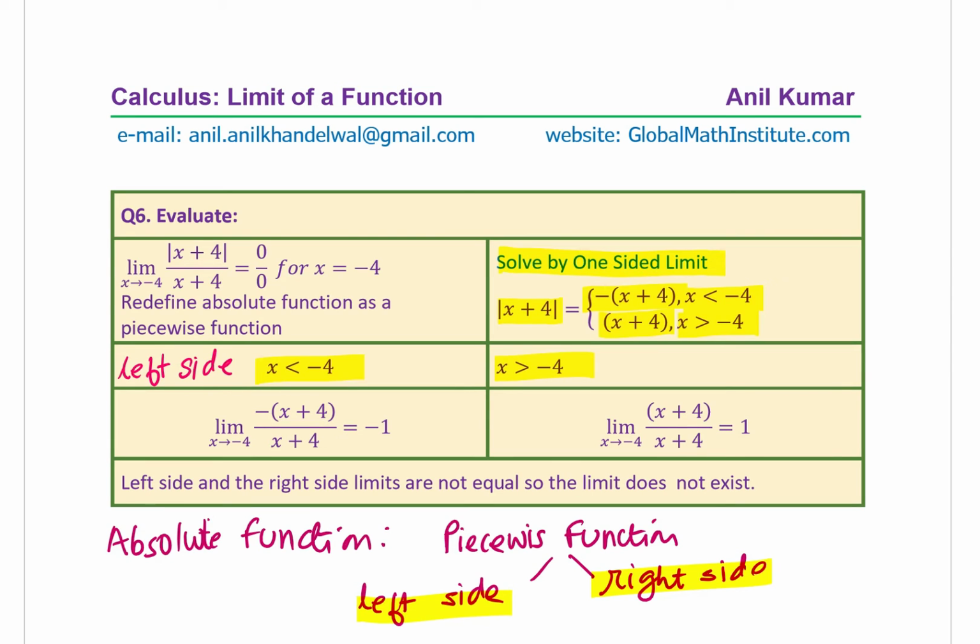So we have written limit of x when x approaches minus 4 from the left side. And the expression from the left side is minus of x plus 4 divided by x plus 4, when they cancel actually, leading to minus 1. So minus 1 is the limit on the left side. On the right side, we have to write plus here. This is the right side limit.